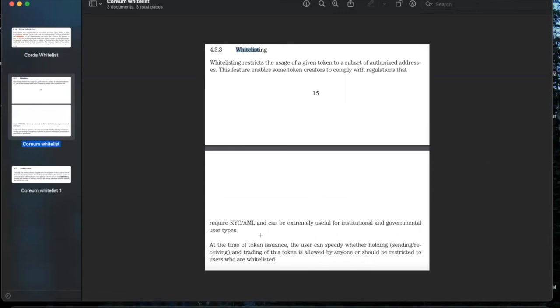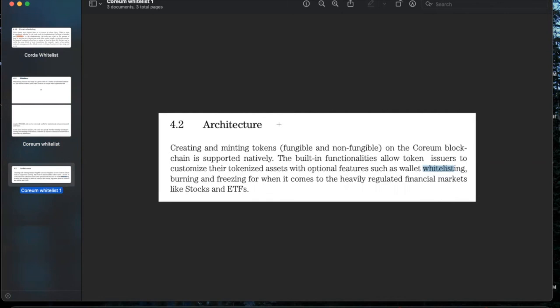At the time of token issuance, the user can specify whether holding, sending, or receiving and trading of the token is allowed by anyone or should be restricted to users who are whitelisted. The Coreum white paper also mentions whitelisting in their architecture. It says creating and minting tokens, fungible and non-fungible, on the Coreum blockchain is supported natively. The built-in functionalities allow token users to customize their tokenized assets with optional features such as wallet whitelisting, burning, and freezing when it comes to heavily regulated financial markets like stocks and ETFs.